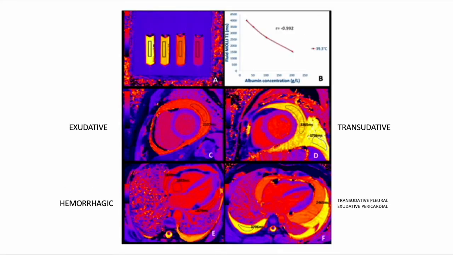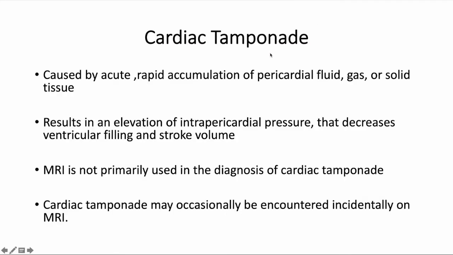Continuing from that, this is an image example showing how different concentrations of albumin in the in vitro model show decreasing T1 time with increasing albumin concentration. So as the albumin concentration increases, the T1 value decreases. These are again examples showing how exudative fluid looks on T1 mapping and how transudative fluid looks on T1 mapping. And this is an example of hemorrhagic pericardial effusion where you can see that the T1 value of the blood pool is very close to that of the pericardial fluid, prompting us to call it a hemorrhagic effusion.